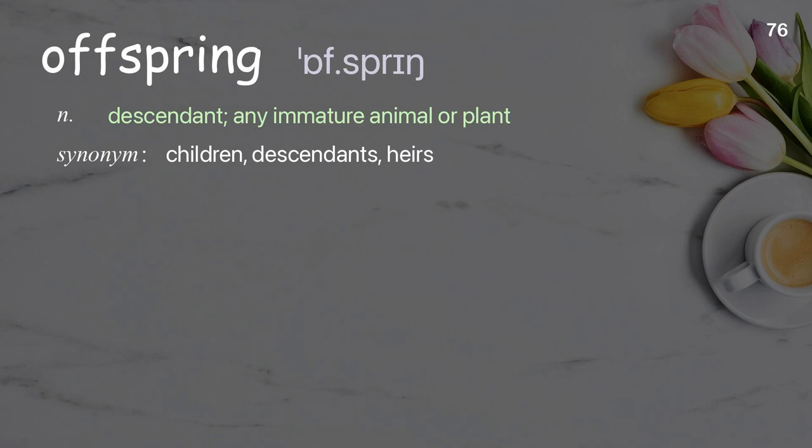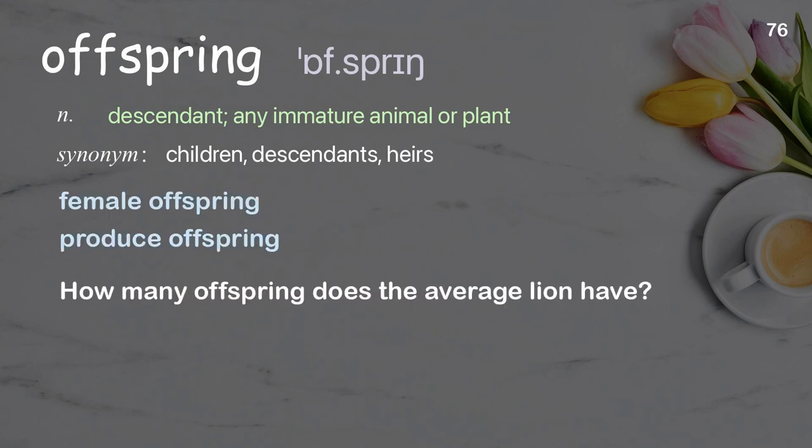Offspring. Descendant, any immature animal or plant. Examples: female offspring, produce offspring. How many offspring does the average lion have?